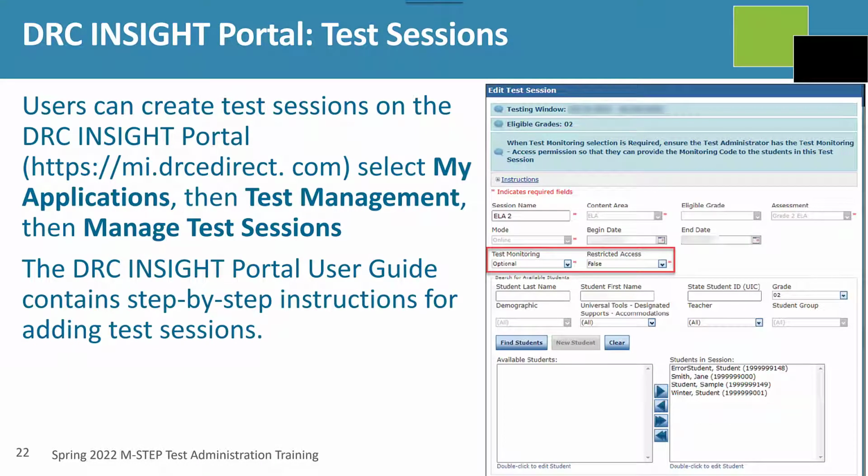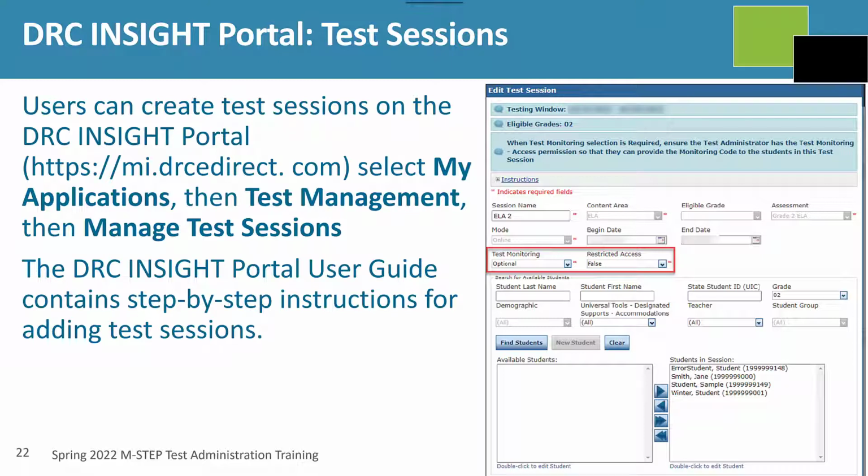Users can create and edit test sessions in the DRC Insight portal starting on March 4th, 2022. When you are in the DRC Insight portal main page, select Manage Test Sessions, which will bring up a window to select. Once you select Manage Test Sessions, you will be prompted to select the test administration and your entity information. At the bottom of the page, select the Add Session button to view this screen.